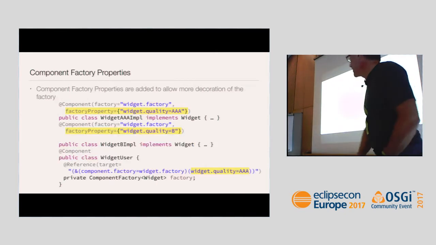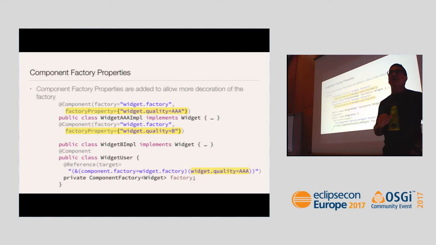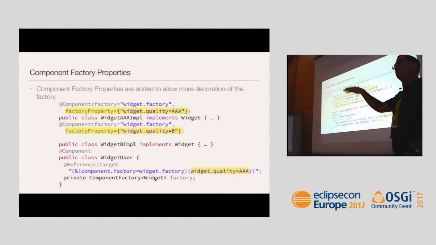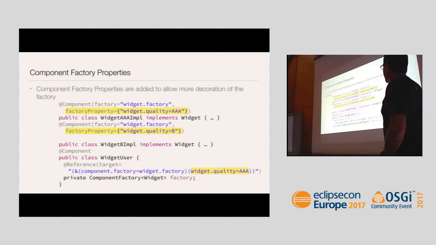And so what we've done is we've added support for factory properties in addition to service properties. So they're sort of separate. The factory properties are used when DS registers the component factory, versus the service properties, which are used when it registers the services the factory creates.